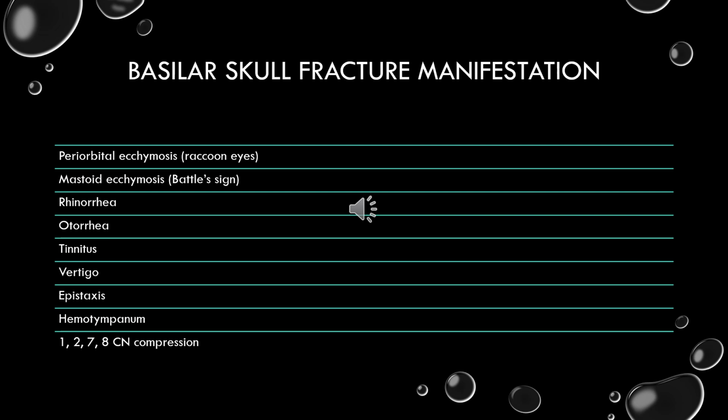Epistaxis, or nose bleeding, and then hemotympanum, which is simply if you were to take an otoscope and look down into the ear canal, you may see blood behind that tympanic membrane. So those are all things that you might see as manifestations with a basilar skull fracture.